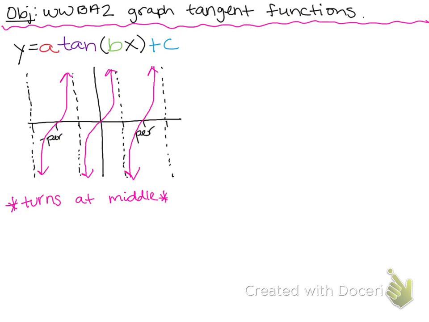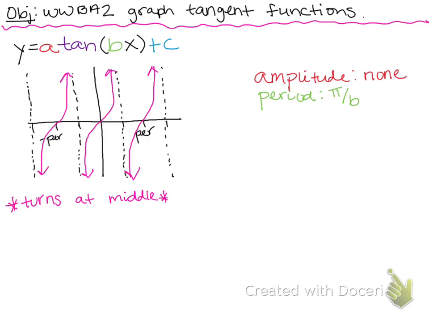It turns at the middle. So the amplitude for tangent is none. Why is the amplitude none? It obviously has height above and below the middle. Well, the amplitude is none because this graph continues to infinity as it goes up and infinity as it goes down, so there's no set height. So that's why the amplitude is none.